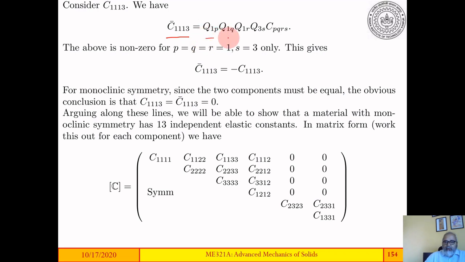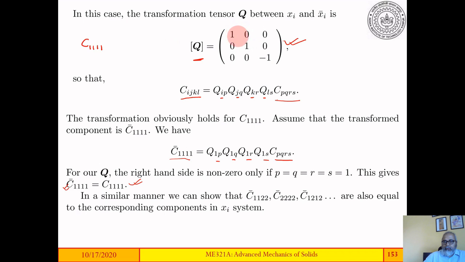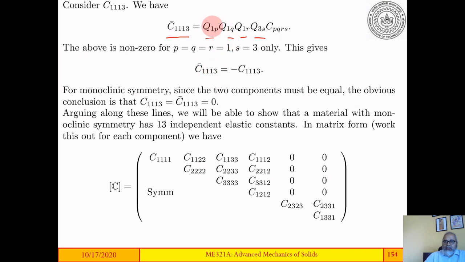So now we have Q1P, 1Q, 1R, 3S, and the only way this can be non-zero is if P, Q, R are equal to 1 and S is equal to -1. That's the only way in which it can be non-zero. So if you go back here, this is 1, this is 1, this is 1, and this is -1. So you will have C bar 1113 equal to minus C bar 1113. But because you are doing a transformation about a plane of symmetry, these two should be equal. So the only way this can happen is if both are equal to 0.